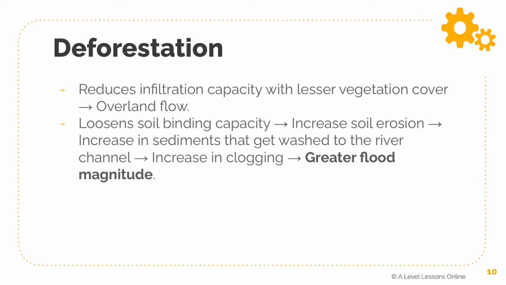Alright, the next one, or the last factor, is going to be deforestation. We're going to be learning a lot about deforestation very soon. But essentially what happens is that it actually reduces infiltration capacity with lesser vegetation cover. Vegetation can actually help to absorb a lot of this water. All your big trees and plants, a lot of water is actually lost in the process, as we've learned in your drainage basin: your inputs, outputs, flows, storages. We've learned a lot over there.